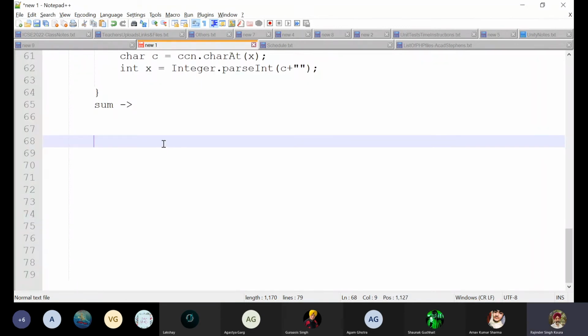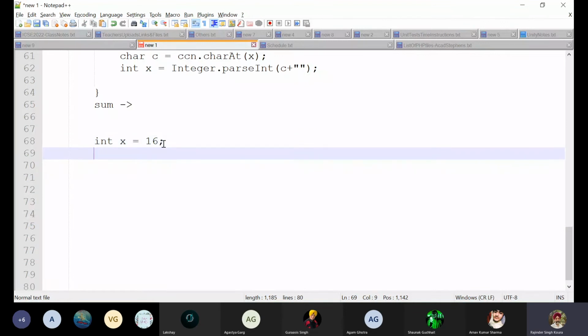Okay, help me now. I have an int x variable containing 16. I want to make it a single digit, which means the final result should be 7. Who is going to help me in this? I can see there are 3 processes to do this.